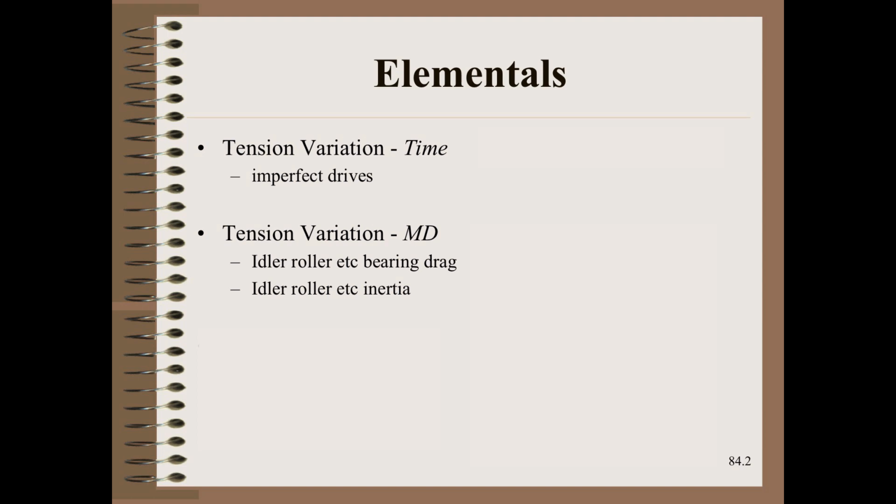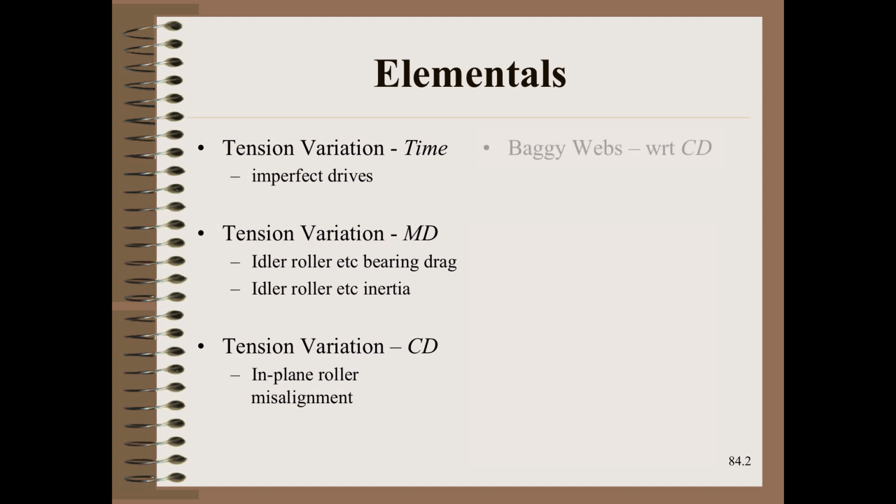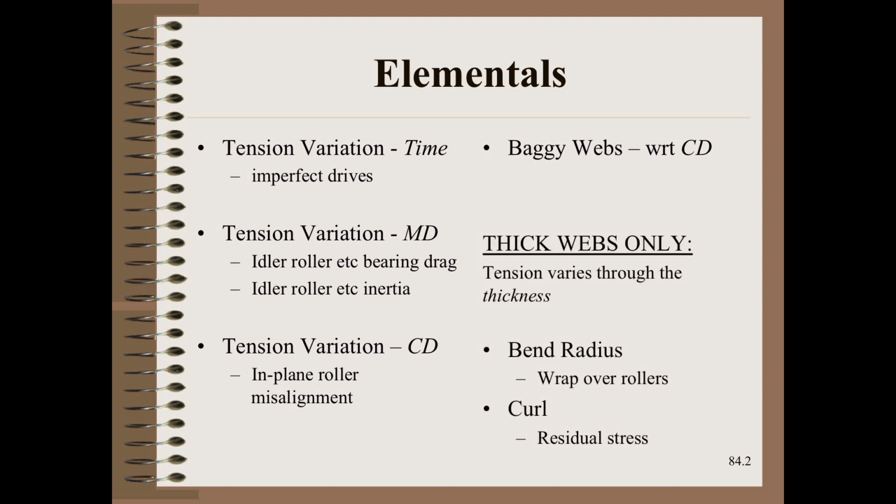We know that tension has a profile variation across the width caused by in-plane roller misalignment. No less important is the perennial headache, the baggy web. This also contributes to variation across the width. Finally, with thick webs, we have two factors that can cause a variation through the thickness. These are bending over a roller and curl.